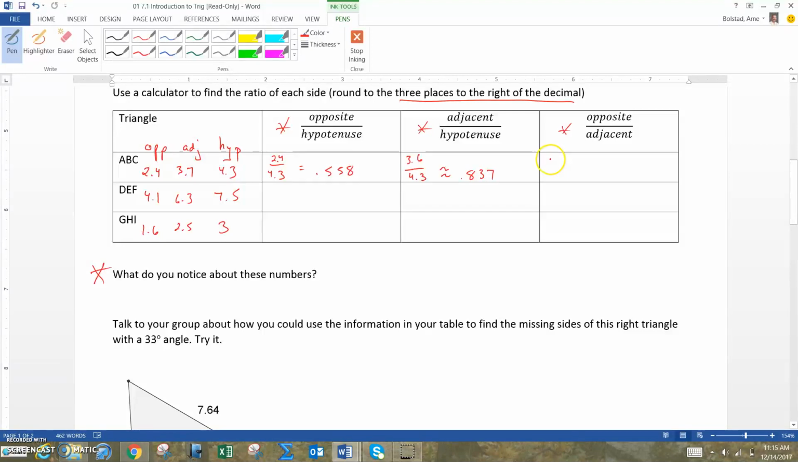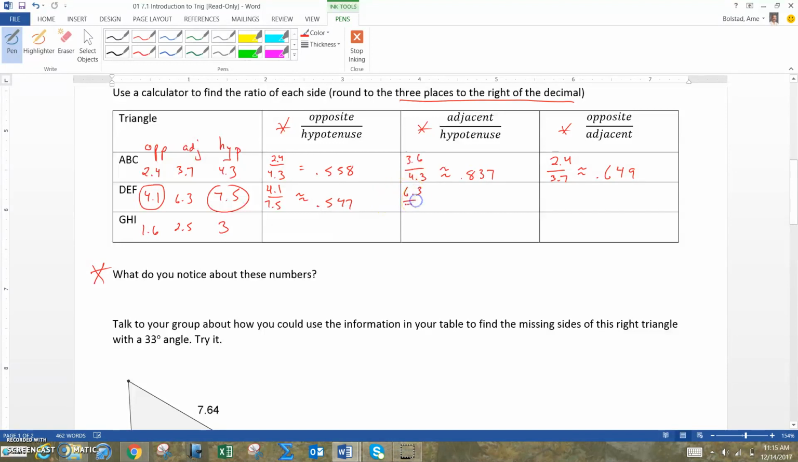For the tangent, or sorry, the opposite over adjacent, we're going to have opposite of 2.4 over the adjacent side, 3.7, and that goes to a decimal at approximately 0.649. Continuing on, I'm just going to kind of run through these without a whole lot of explanation. Hopefully it's clear to you. We have opposite side, again, that's right here, over the hypotenuse, 7.5. That's the longest here. Changing that to a decimal, 0.547.